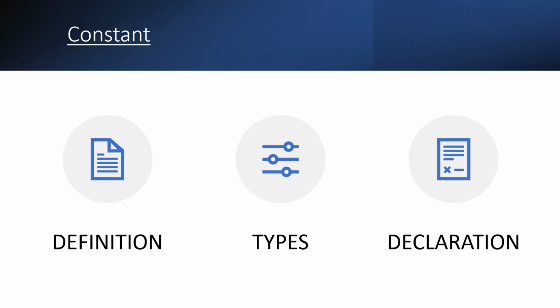How do you declare a constant? What are the rules? The first rule is that constant names are usually written in capital letters to visually distinguish them from other variables, which are normally written in lowercase characters.